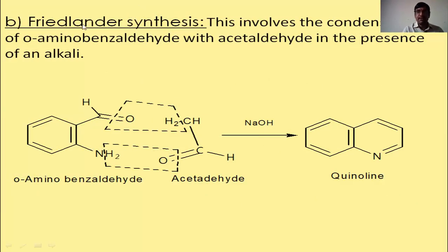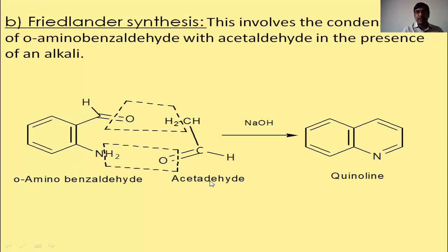The last synthesis of quinoline is the Friedlander synthesis. This involves the condensation of ortho-aminobenzaldehyde with acetaldehyde in the presence of alkali. This is the ortho-aminobenzaldehyde. At the 1,2 position, amino and aldehyde groups are present. That's why it is called ortho-aminobenzaldehyde.